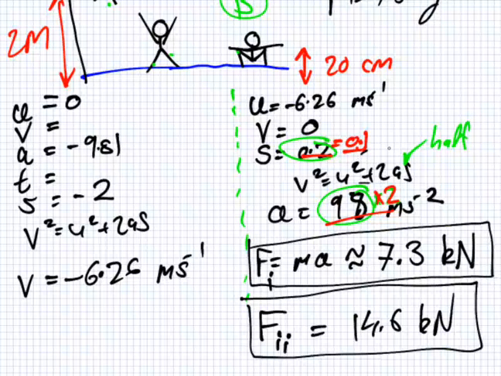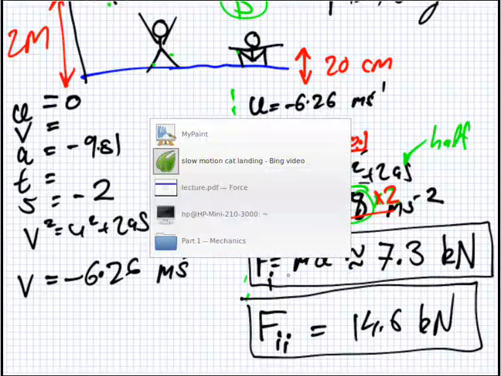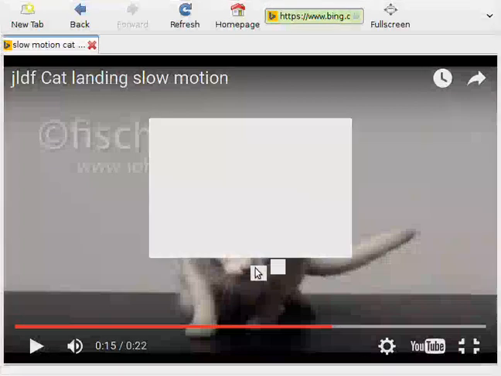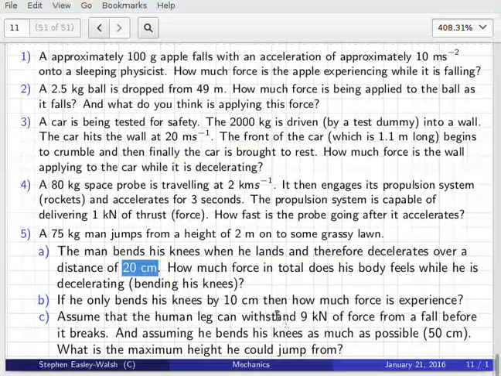So I can use V squared equals U squared plus 2AS, and I'll get A equals V squared minus U squared divided by 2S. So I get the A is positive 97.97. So practically 98, we'll say. But it's slowing down, right?